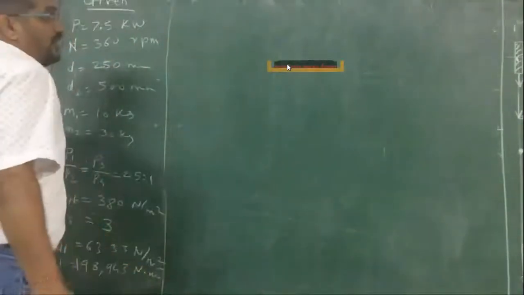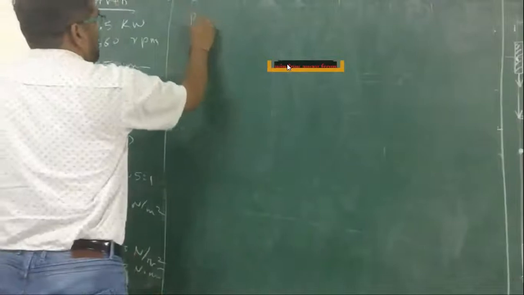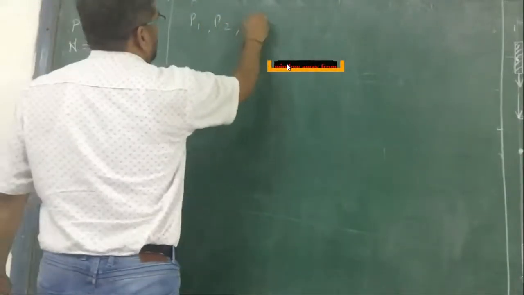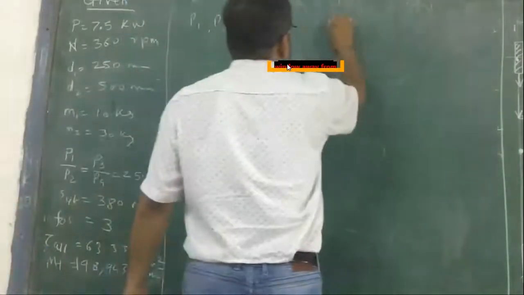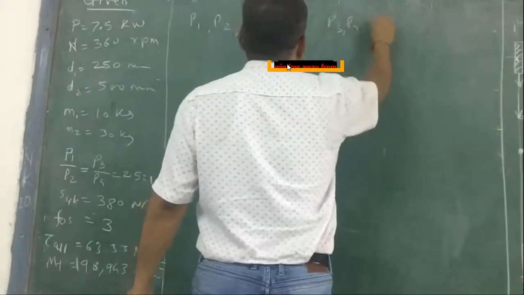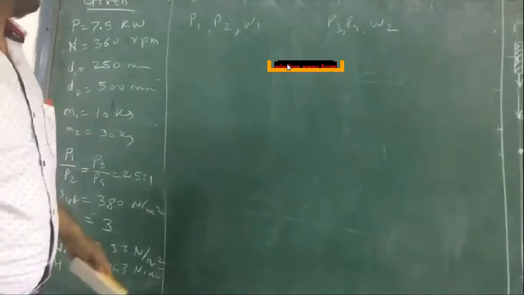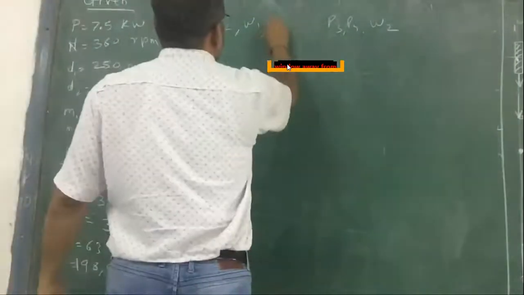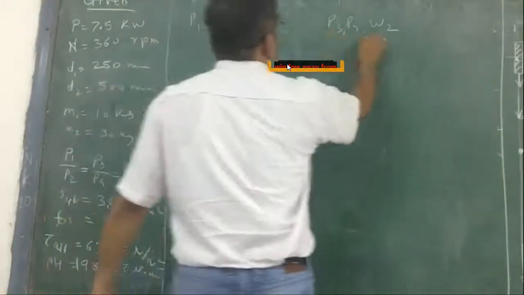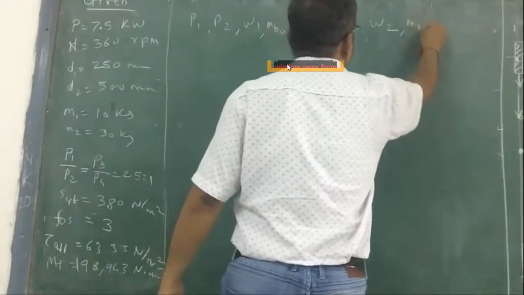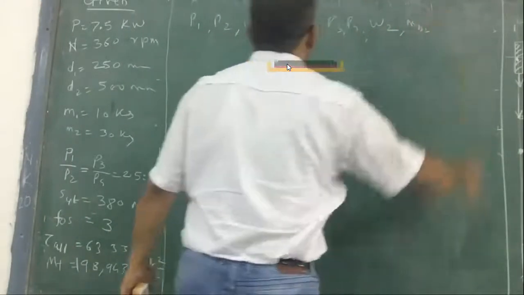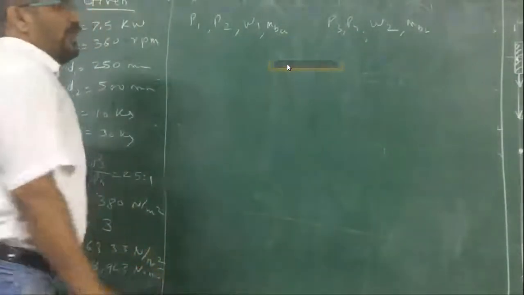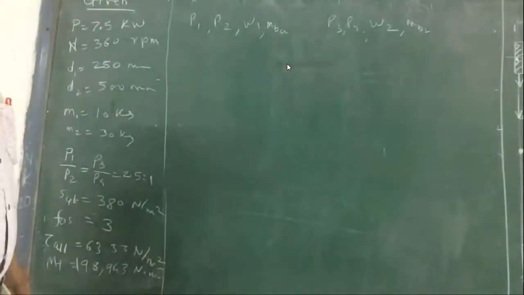So let's try to find out P1, P2, W1, and similarly P3, P4, and W2. Once we know that, we can calculate the bending moment. With this we will be calculating the bending moment at A and at B. Okay, so let's find out P1 now. How do we find P1 and P2?